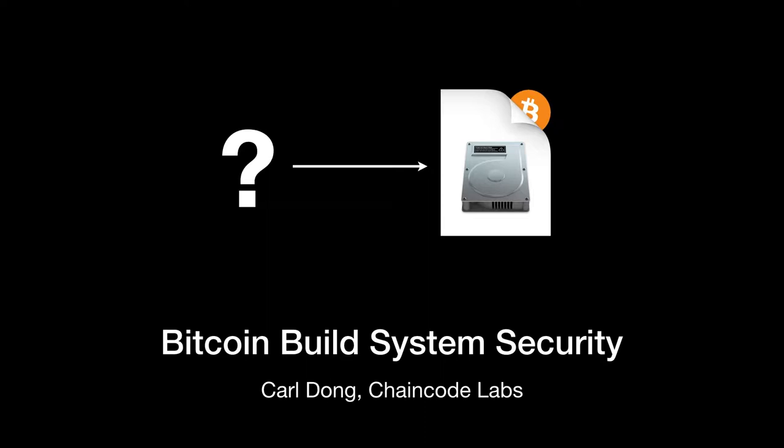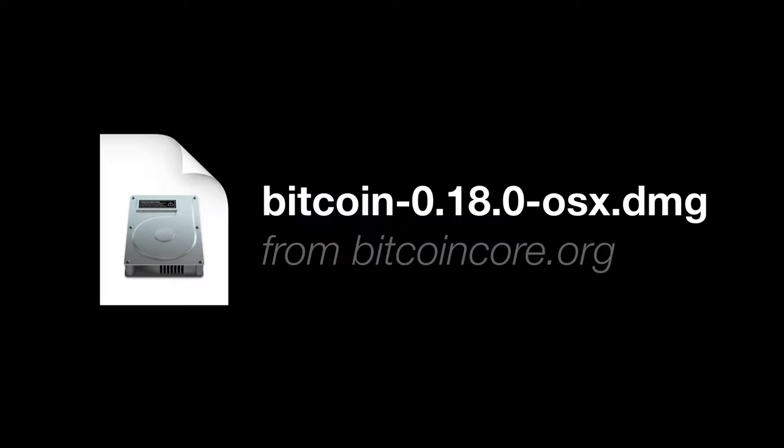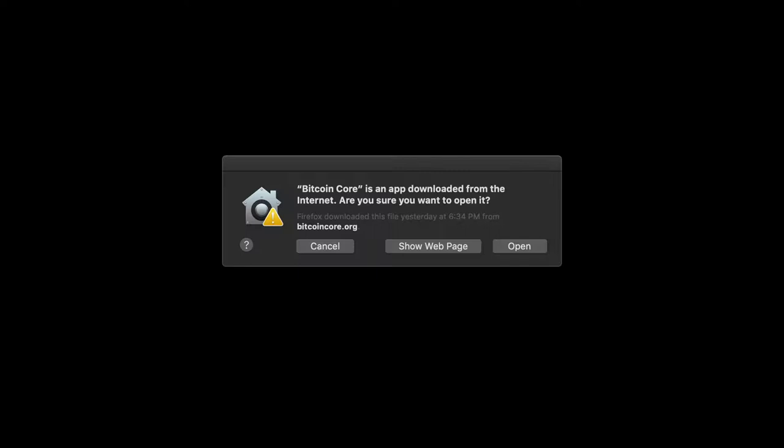Let's begin. So, let's say you want to be a good Bitcoin citizen and start running and using your own Bitcoin node. You go to bitcoincore.org, and you click the download button, you open the disk image, and you double click on Bitcoin Core. Huh, you get this warning. Now, if you're as paranoid as I am, you start to wonder. I downloaded this disk image from bitcoincore.org, but why should I trust it? Do I know that bitcoincore.org is the right website and not some phishing scheme? How about bitcoin.com? That website sounds much more official.